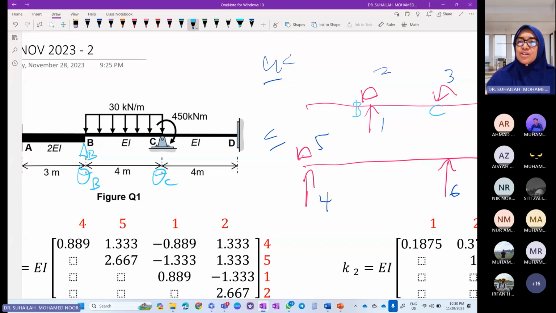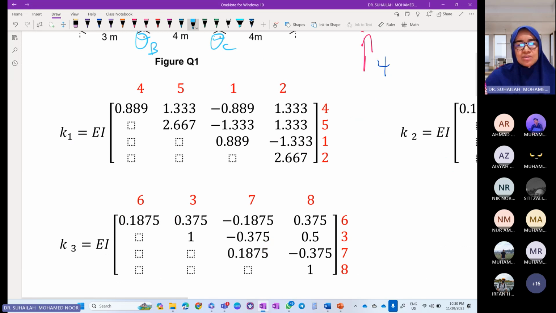Remember, the sign convention is counterclockwise. If we compare these two, it is opposite. Compare the label that we put at C in the unconstrained system with the moment that is subjected at C. So it is negative 450.